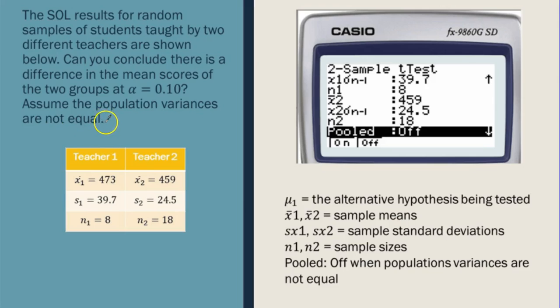Okay, so when they are not equal, when we go to put stuff in our calculator, at the end there's an option that says pooled. Okay, if they are not equal, we turn the pooled off. If the problem tells you that the population variances are equal, then we would turn pooled on. Okay, so teacher 1, we have mean, standard deviation, sample size. Teacher 2, we have mean, standard deviation, sample size.